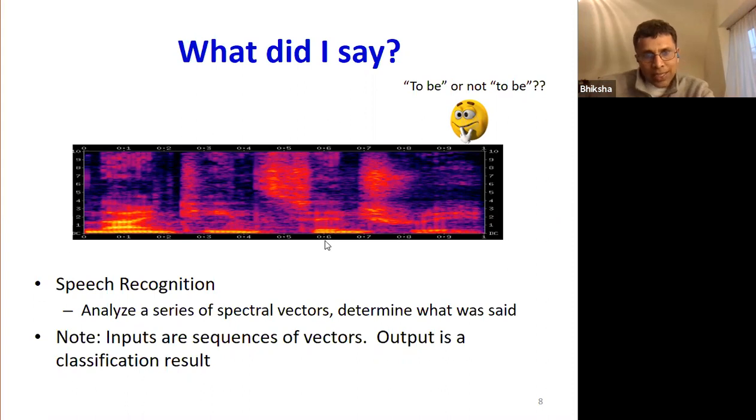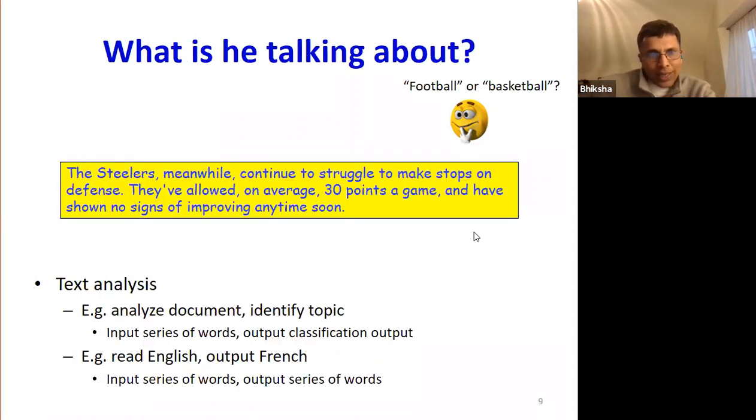So also, text analysis. Now, look at this one. The Steelers, meanwhile, continue to struggle to make stops on defense. They've allowed on average 30 points a game and have shown no signs of improving anytime soon. This was a couple of years ago.